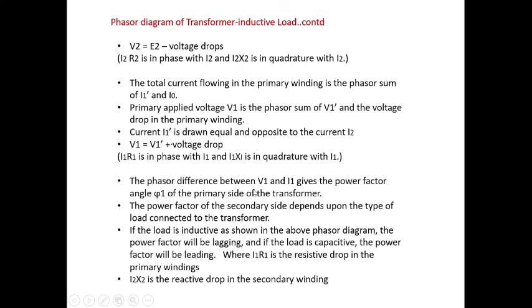The phasor difference between V1 and I1 gives the power factor angle phi 1 of the primary side of the transformer. The power factor of the secondary side depends upon the type of load. If the load is inductive, as shown in the above diagram, the power factor will be lagging. If the load is capacitive, the power factor will be leading, and if it is resistive, it will be in phase. Here I1 R1 is the resistive drop in the primary winding, and I2 X2 is the reactive drop in the secondary winding.